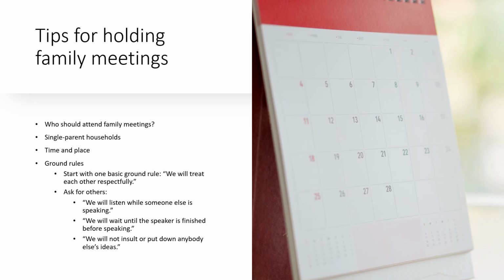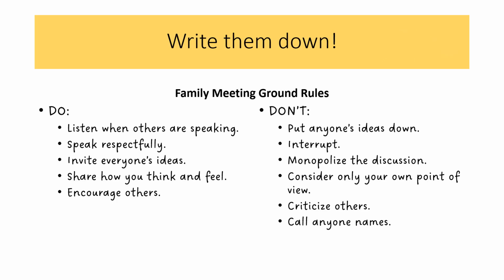So for example here, we're going to listen while someone else is speaking. We're going to wait until the speaker is finished before speaking. We're not going to insult or put down anybody else's ideas, etc. And then we want to write down everybody's ideas and develop a master list of family meeting ground rules.